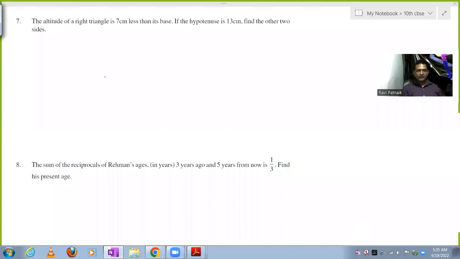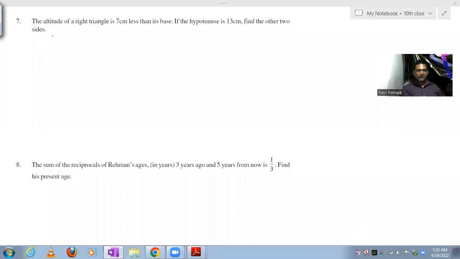See, you have to convert these statements into equations. That you have to learn first. So let's say the altitude of a right triangle. So first draw the right triangle. This is the right triangle. The altitude of a right triangle is 7 centimeter less than base. Means first you need to take base as x. If you are taking base as x, 7 centimeter less than base becomes x minus 7.